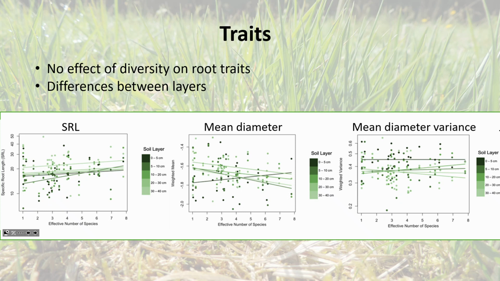Sorry, I was skipping a lot of things we did. I was trying to focus on the diversity and productivity and ignoring everything else. So we checked the traits, and you have here effective species richness on the x-axis, different layers, so 5 layers: 0 to 5 centimeters, 5 to 10, 10 to 20, 20 to 30, 30 to 40. And the different traits, and you see basically no relationship at all.